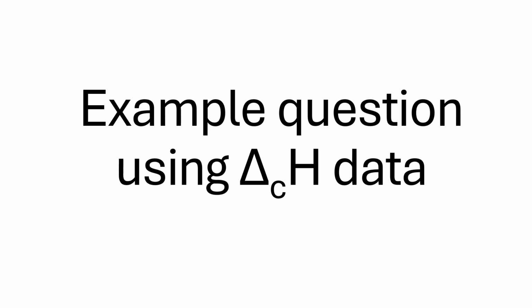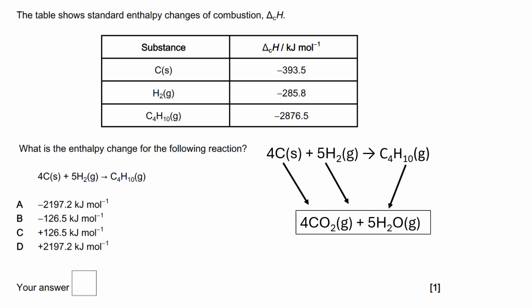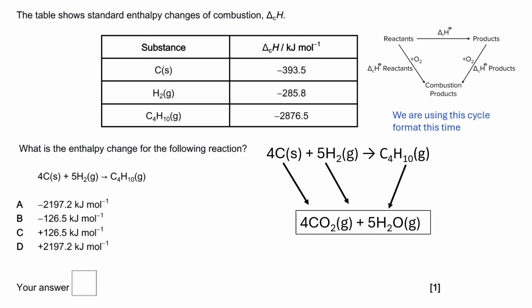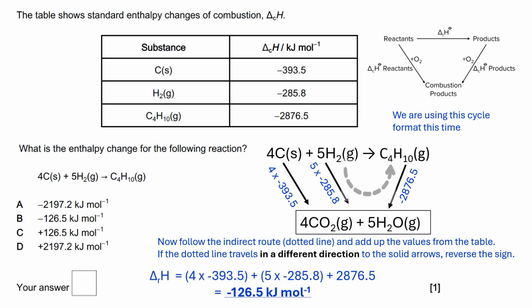Now let's look at an example using delta CH data. So you construct your cycle using this time the enthalpy of combustion data model. You put in your indirect route, you insert your numbers, doing the same thing we did before, and we got, this time, minus 126.5 kilojoules per mole, which happens to be answer B.